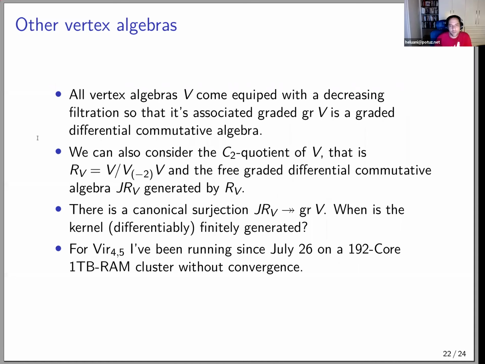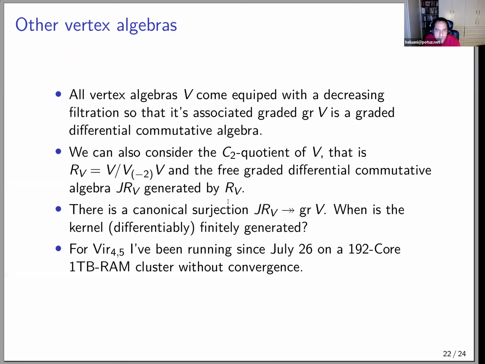Okay, so now I'll just shift. Before it was everything elementary, now I'll require you to know what a vertex algebra is, but I think everyone in the audience knows what a vertex algebra is. So every vertex algebra, V, comes with a filtration like the one that I was using, and the associated graded is a differential commutative algebra. It's graded, and the derivative has degree 1. You can take the C2 quotient of that algebra and take the free such commutative algebra. So by definition, your differential graded algebra is a quotient of that free algebra.